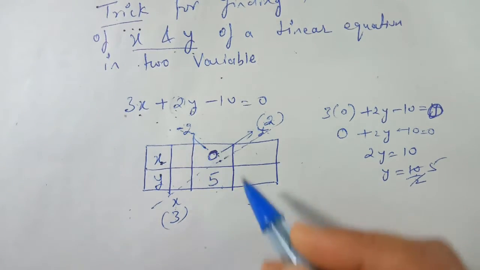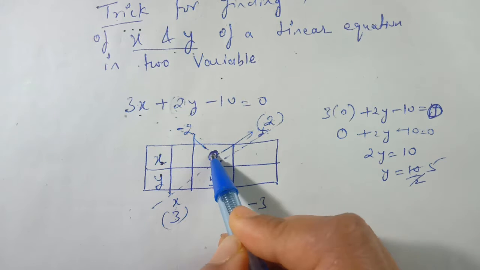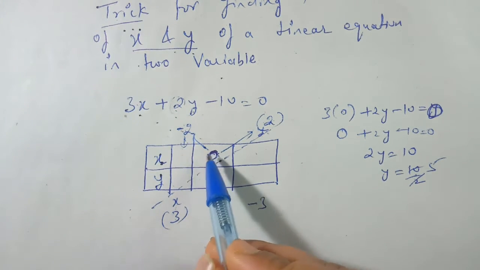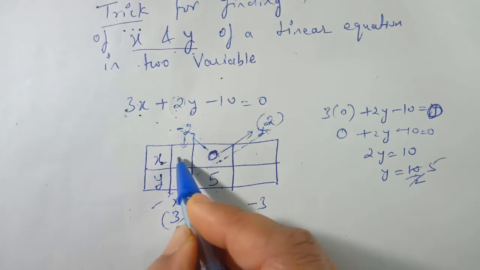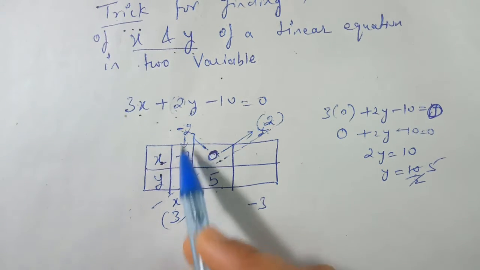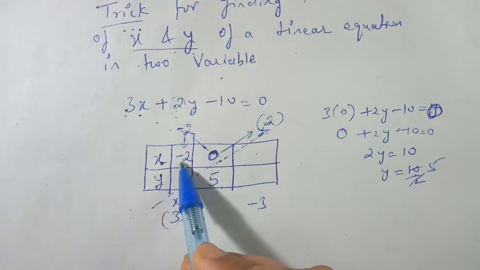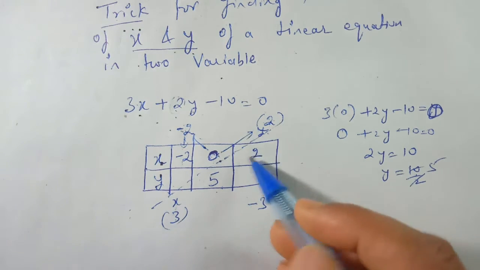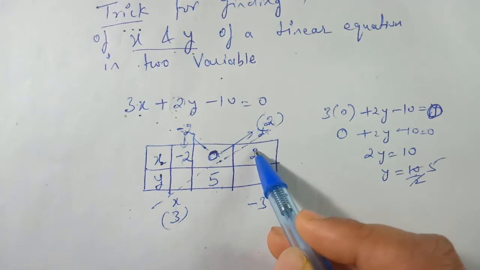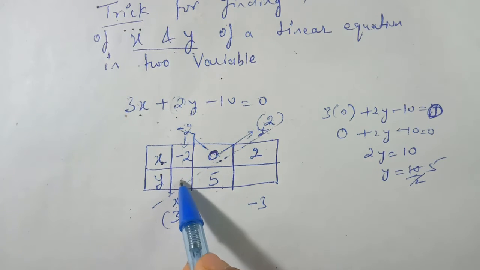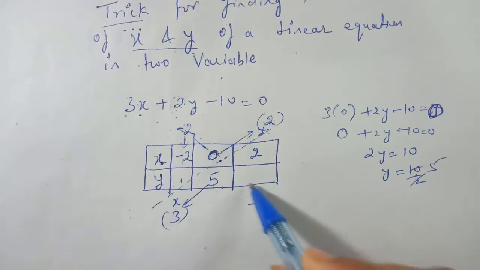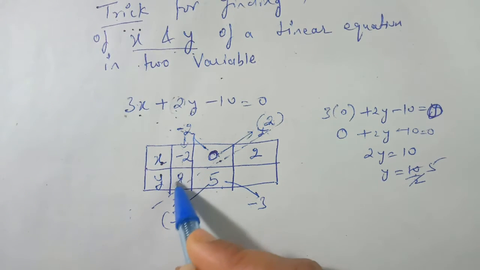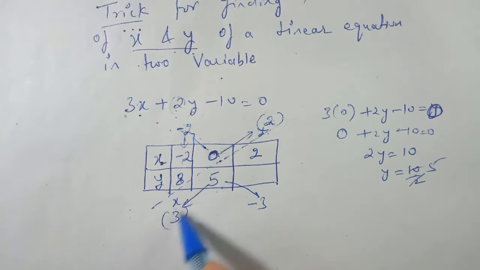Now what we have to do? Draw the diagonal like this. Make the arrow. We have to add 0 and minus 2 and write the value over here. When we add 0 and minus 2, the same value will become minus 2. 0 plus 2 will give 2. When we add these two, the same number will come. For the value of y, we have to add these two and these two. 5 plus 3, it will give 8. Both are in positive sign, so both will be added.